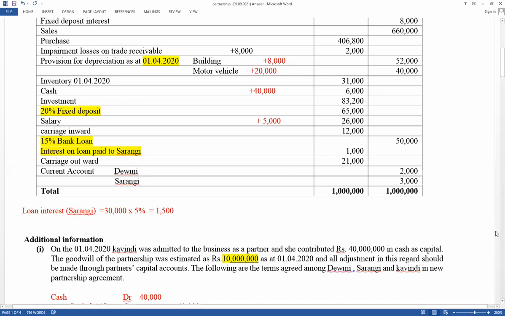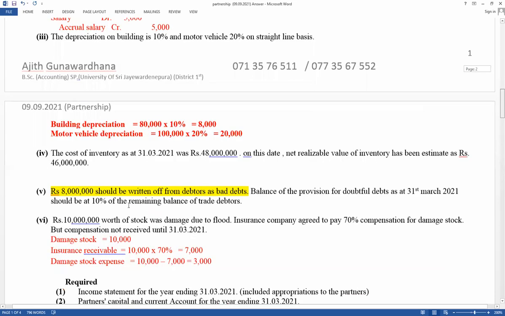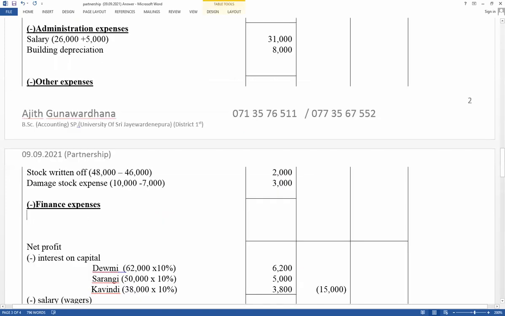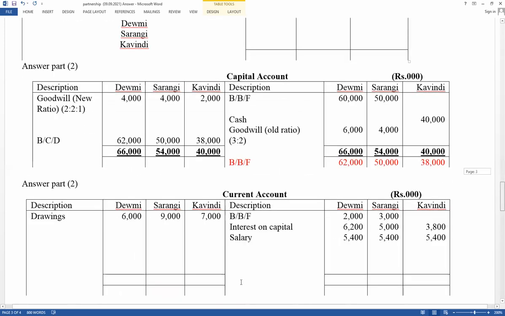Right, record it. First one, loan interest under finance expense. Under finance expense, loan interest within bracket Sarangi. Value equal 1,500 expense. As well as it should be paid for Sarangi. Therefore, partners current account credit. Sarangi 1,500 as a loan interest.